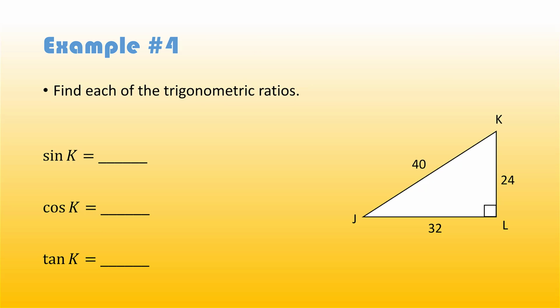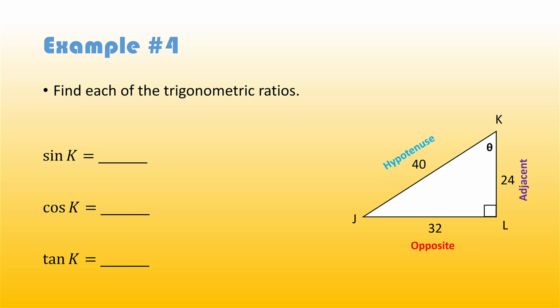Here's an example. Find each of the trigonometric ratios. The first thing we need to do is identify theta. So in this problem, it wants us to find sine of k, cosine k, and tangent k. That means k is the theta. That's the angle we are looking at in reference to this triangle. Next thing, before you can find these, is you have to label your sides: hypotenuse, opposite, and adjacent. So I'll go ahead and do that. There's all of our sides labeled out. And now we are ready to start finding our trig ratios.